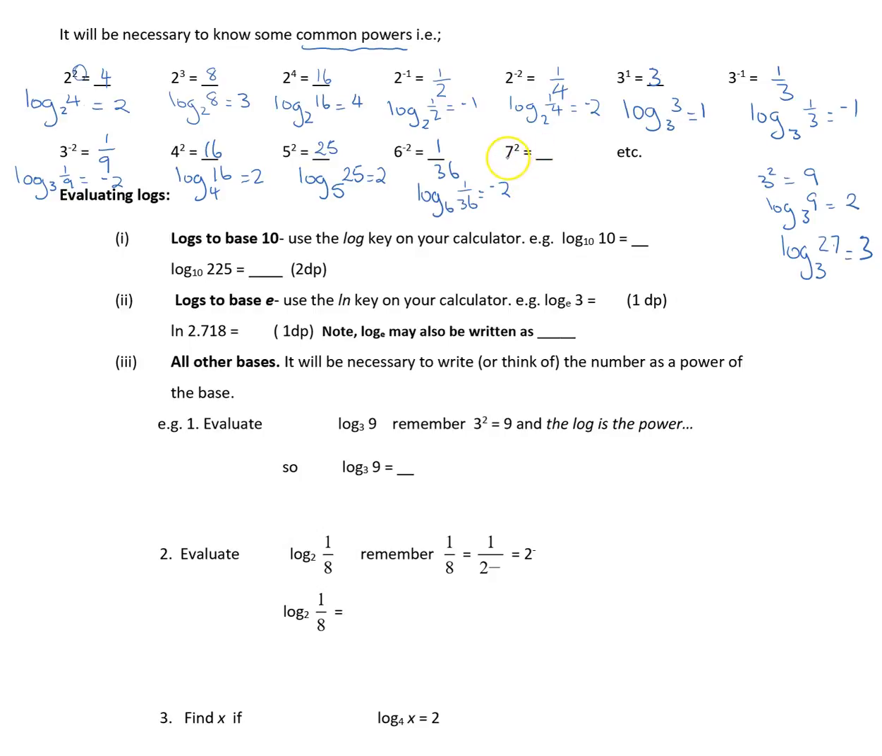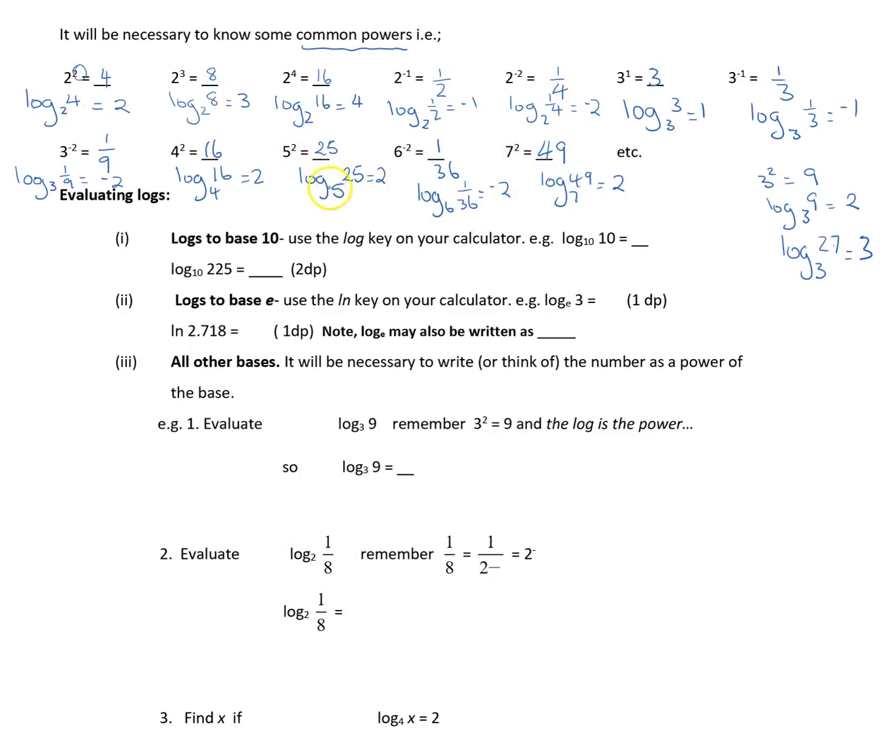So what numbers would be associated with base 7? Of course, 49. And the log of 49 to base 7 would be equal to 2. You'll start to pick up connections between the base and the number that you're taking the log of.